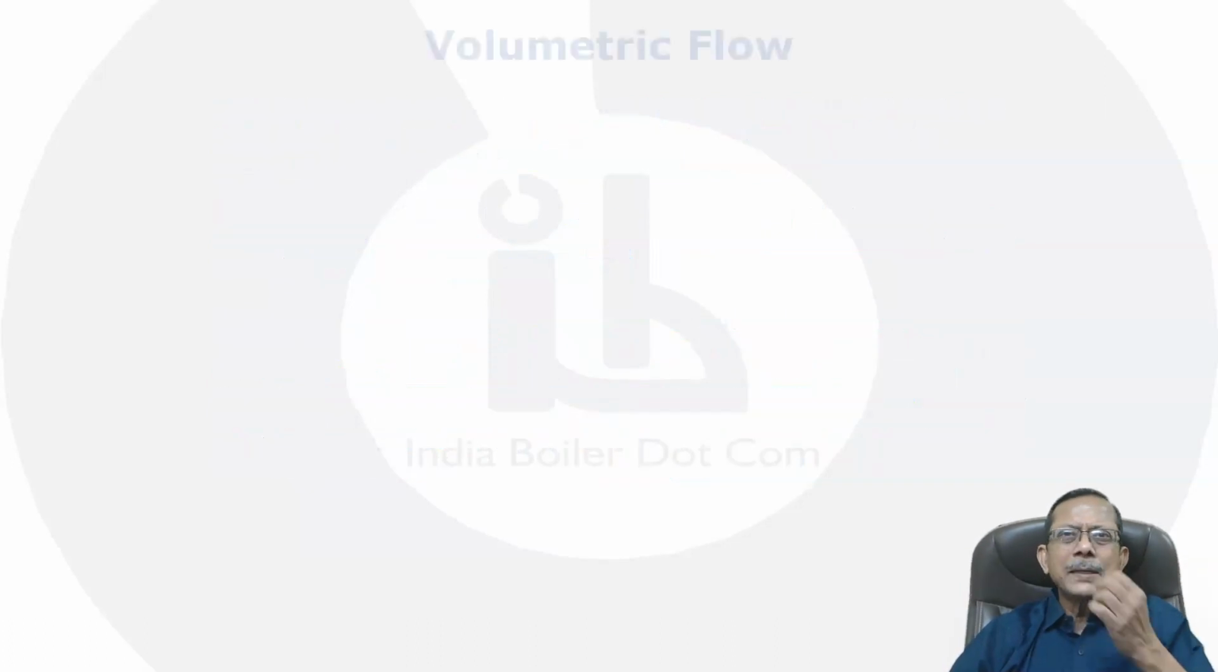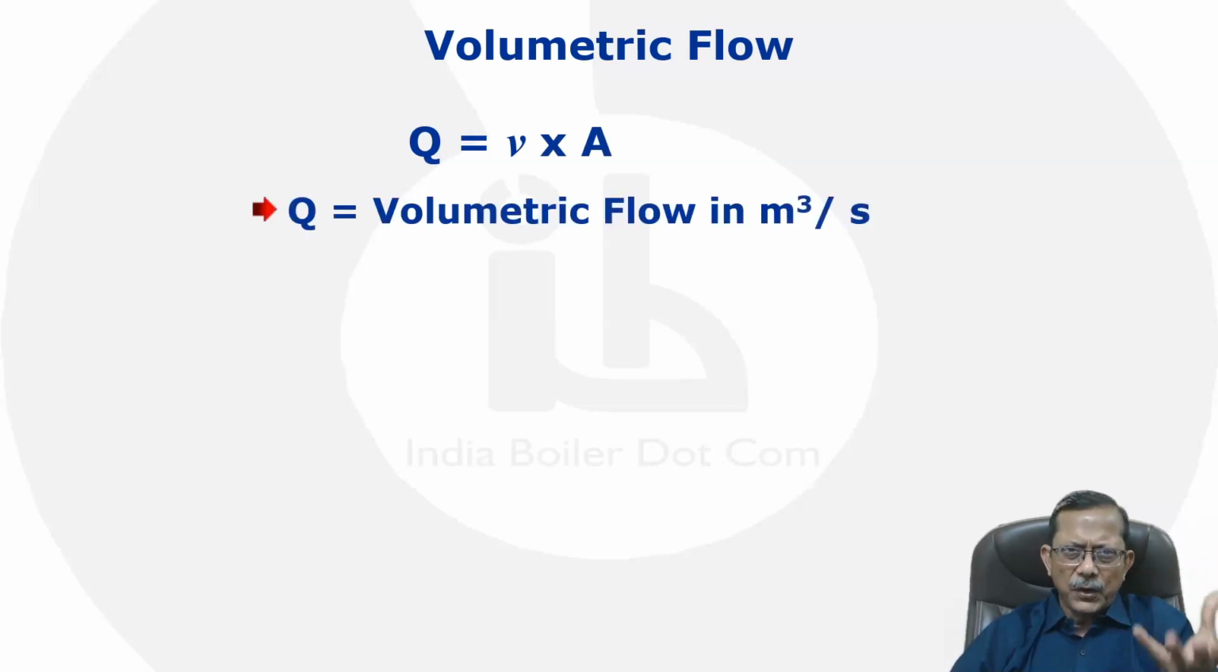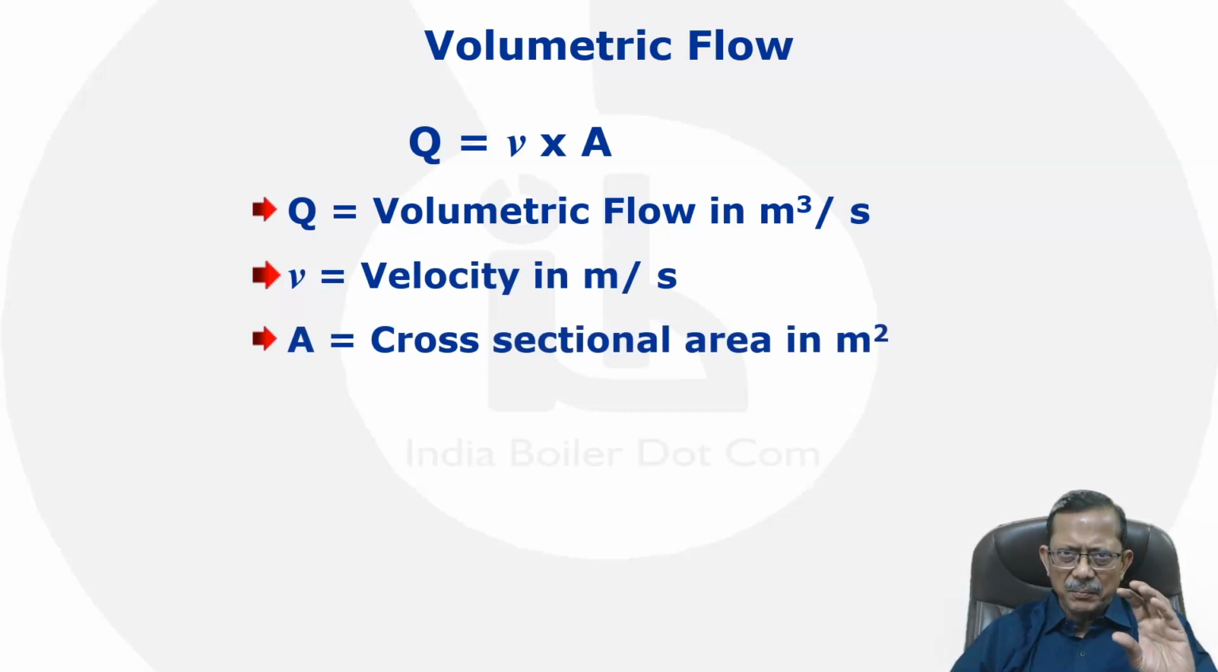Okay, so starting with the volumetric flow. Volumetric flow is how much volume is passing through a particular pipe or duct or chimney, for that matter, any cylindrical thing, or it can be a rectangular duct, right? So how much volume per unit time is passing through it. Now the volumetric flow calculation has one particular equation, that is Q is equal to V into A. Q is the volumetric flow in meter cube per second, V is the velocity in meter per second, and A is the area in meter square. Now this is the most important equation to remember, right?